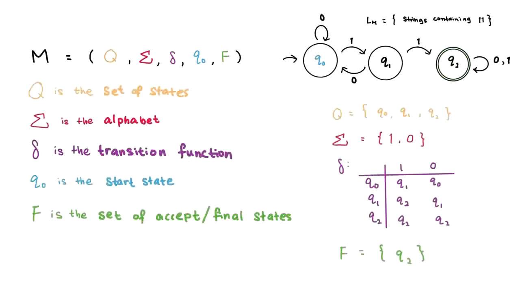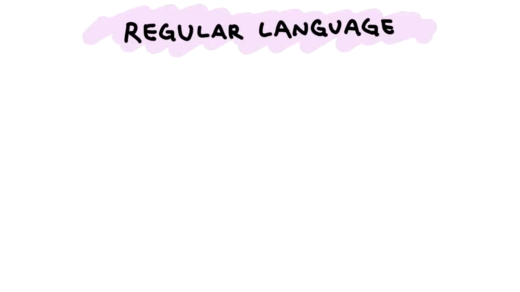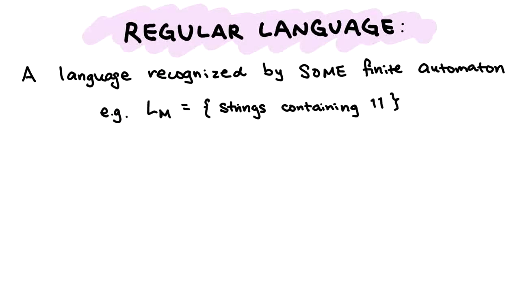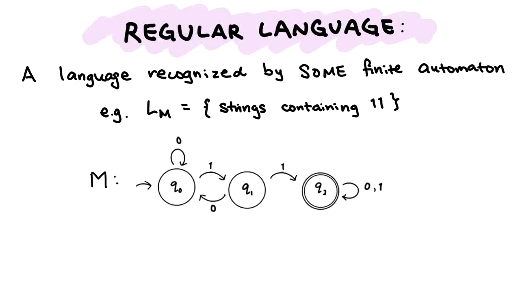One final note on finite automata: a language is called a regular language if it is recognized by some finite automaton. So the language containing all the strings with 2 consecutive ones is a regular language, since we had constructed an automaton that recognizes it.